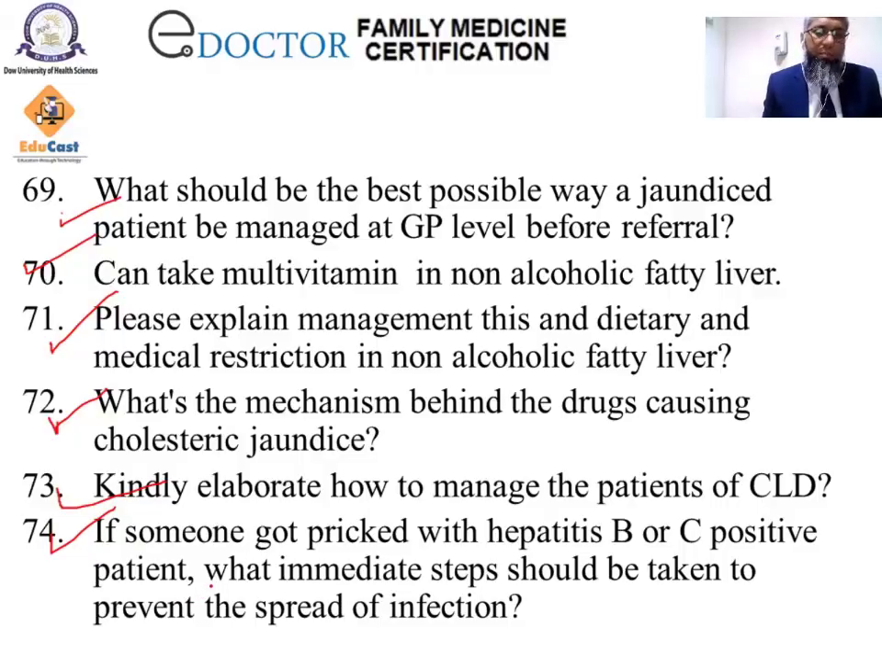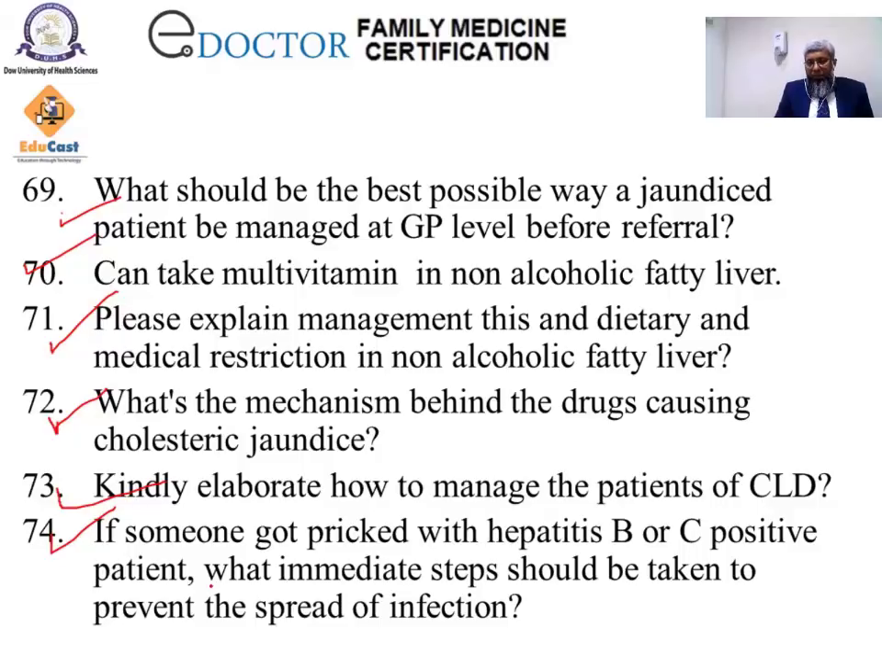Question number 74, if someone gets pricked with hepatitis B or C positive patient, what immediate steps should be taken to prevent the spread of infection? First of all, ideally, you should be vaccinated against hepatitis B. There is no excuse that being physicians, we are not getting vaccination. So everyone should be vaccinated to protect ourselves, and you should be proactive in this. Then use universal precautions, which means gloves, masks, goggles, and then God forbid, if you get pricked, immediately wash this area, squeeze and take out blood as much as possible to decrease the viral burden.